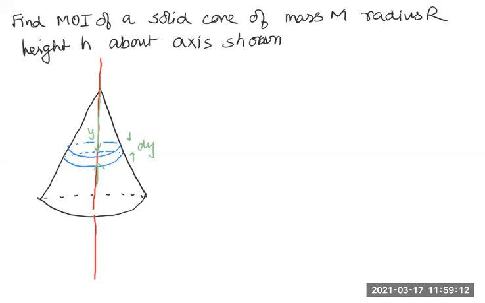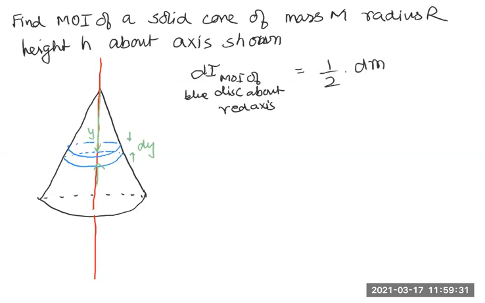Okay, so here dI is equal to the moment of inertia of this blue disk about the red axis, and this is equal to 1 by 2 into dm into radius square. Now, what is the radius? Let's say that this angle is theta. Then the radius of the disk will be equal to y tan theta.